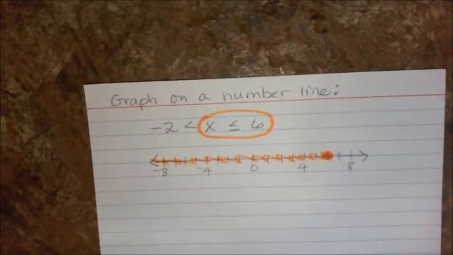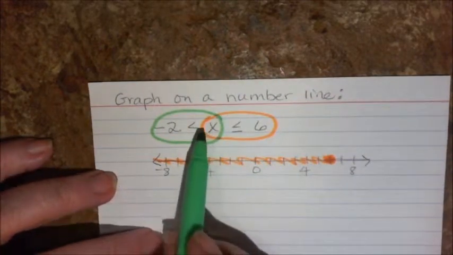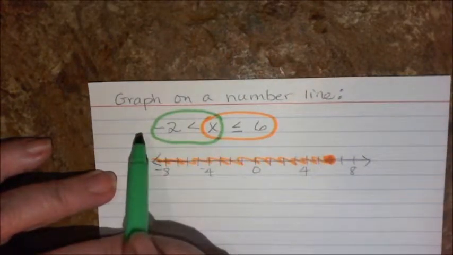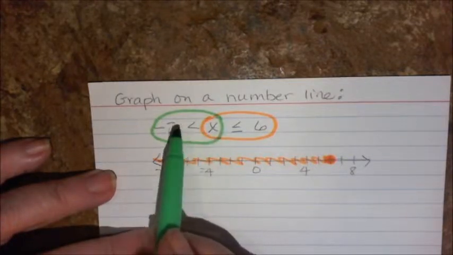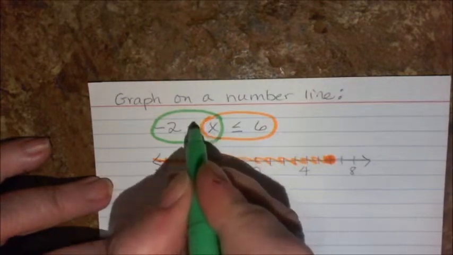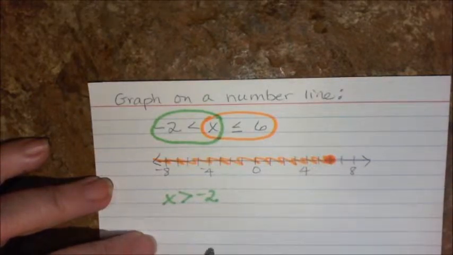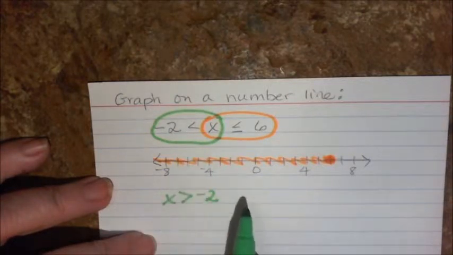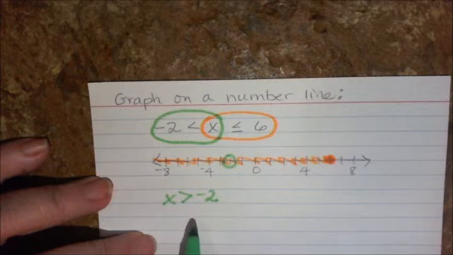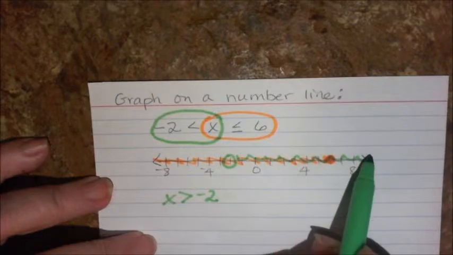Now let's take a look at the other part of the inequality. That would be the x going this way. It's easier if we turn that around and read it backwards so that the x comes first. If the x comes first, it's all backwards, so that would become x is greater than -2. So we find -2 on the number line and leave it open. Then greater than means we shade to the right of.